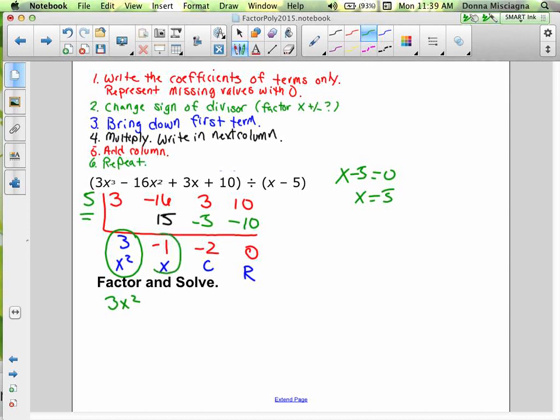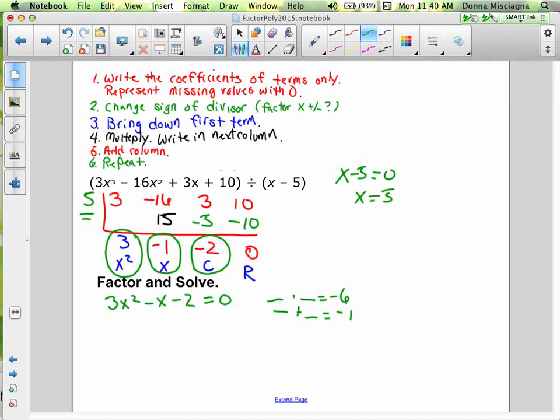Right? That -1 goes with x, so that's going to be negative x. And then this is the constant, -2. And since we're solving, we'll set that equal to 0. So 3 times -2 is -6. We need two numbers that multiply to give us -6, but add to give us the b term of -1. So it's a nice little review here of factoring as well.